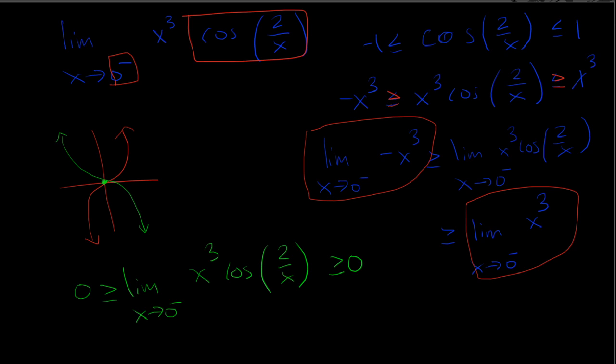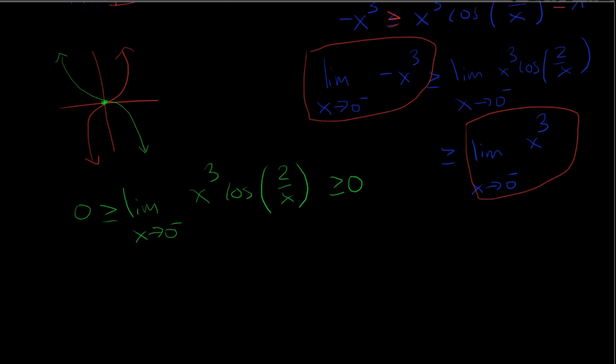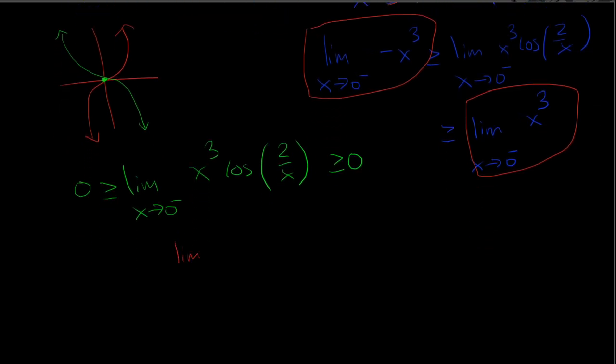So I'm bounded between two limits that are going to 0. So we say that the limit as x approaches 0 from the left of x cubed cosine 2 over x is also 0.